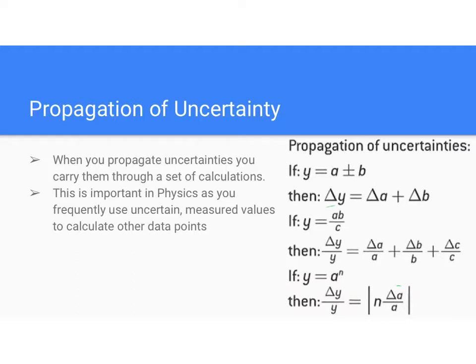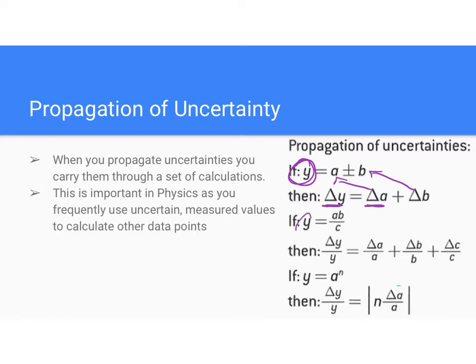Okay, so here our first case, if our final value we're calculating y is equal to a plus or minus b, then our uncertainty, delta y, which is the absolute uncertainty, is equal to delta a, which is the absolute uncertainty in this value, plus delta b, the absolute uncertainty in b. Okay, so that's for plus or minus.